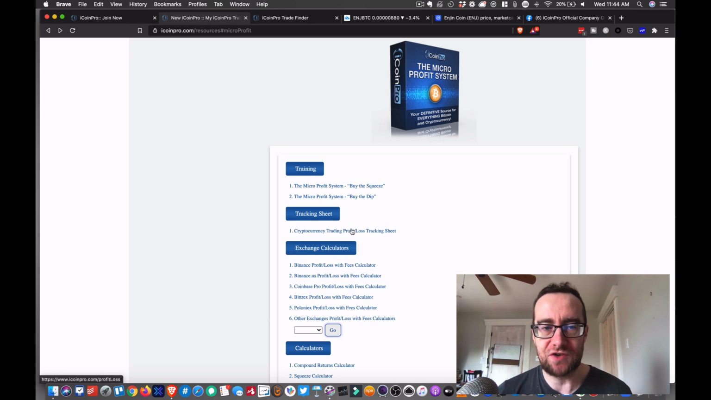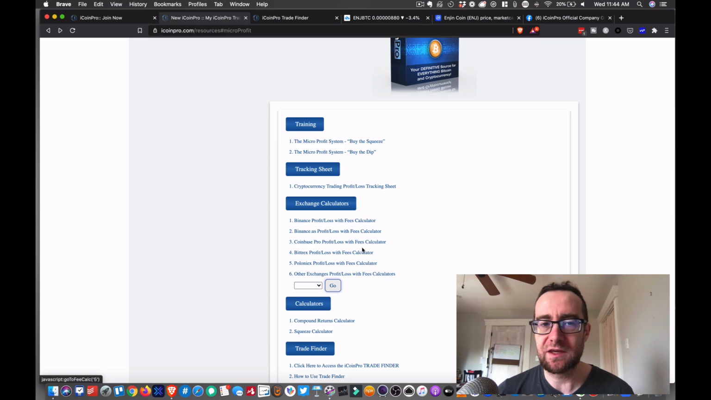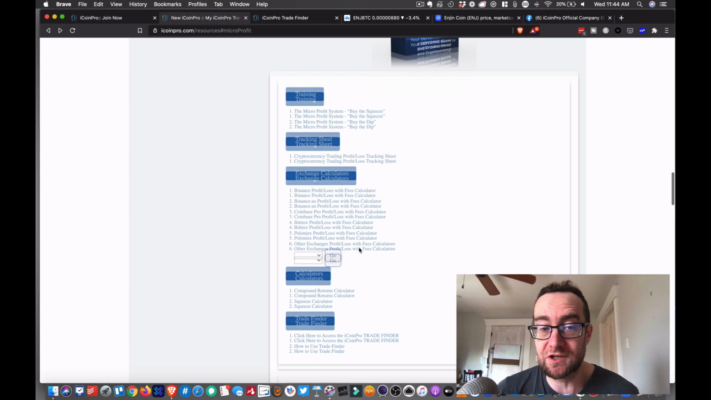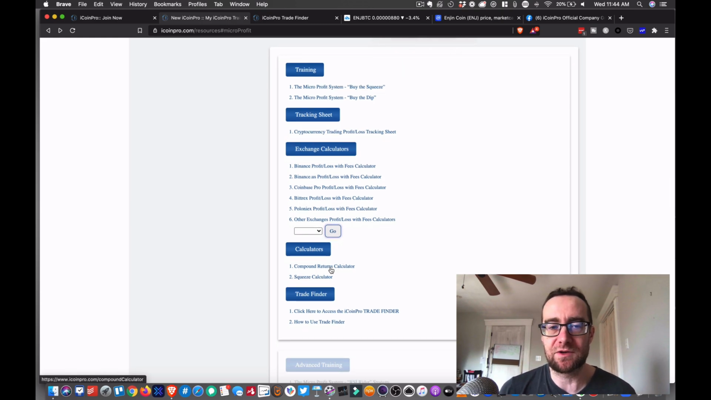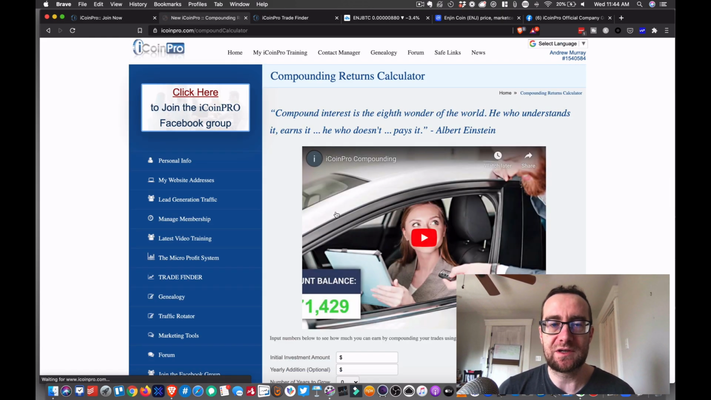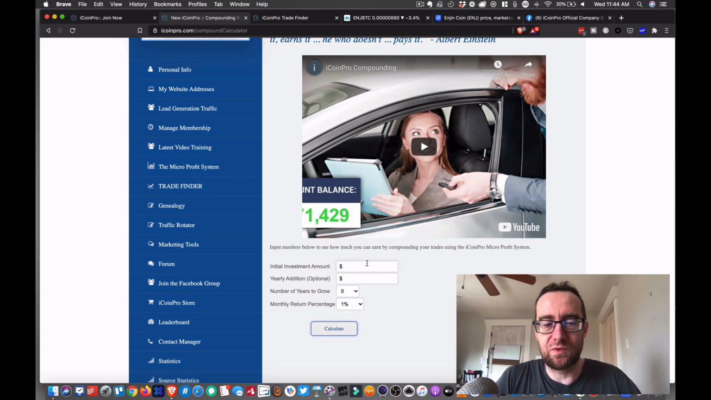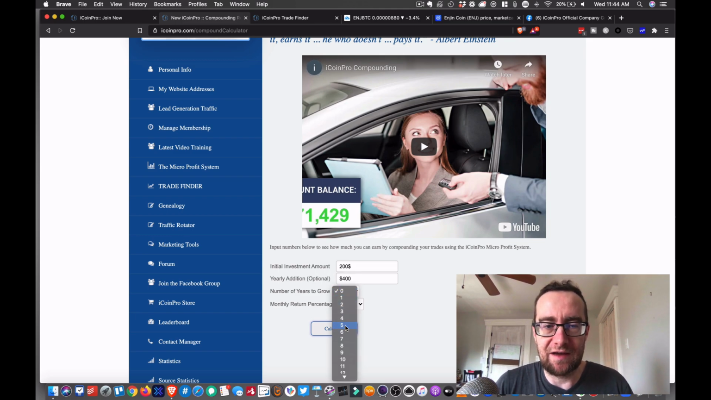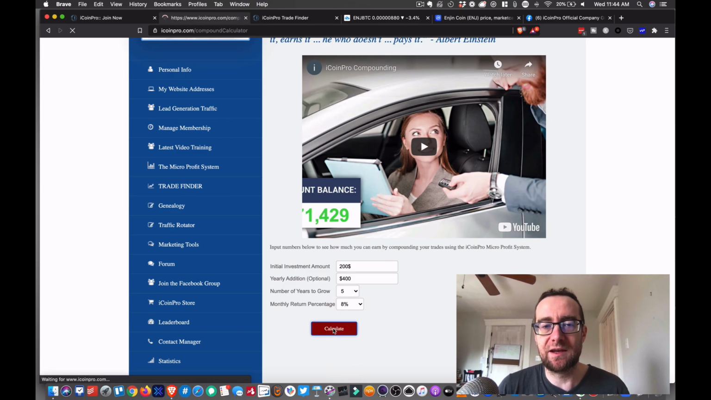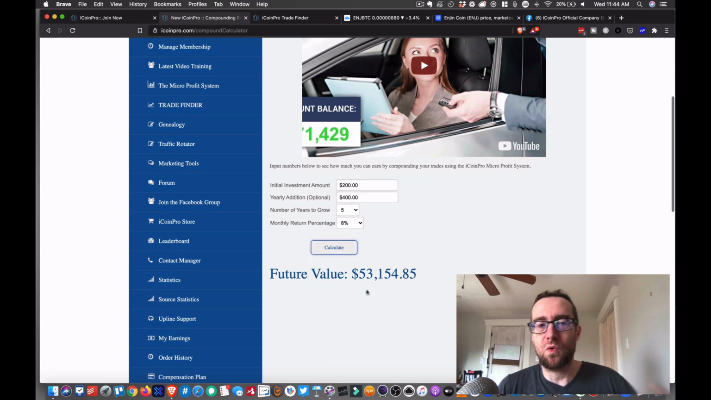Here's the profit and loss tracking sheet. Here are the exchange calculators, so they base the fees on the particular exchange that you are using. The compound return calculator. So you can see, if you started with $200 and you added $400 a year, and you have 5 years, and the monthly return, let's say you were getting only 8%, it will show you what that would be. That $200 would turn into $53,000, and that's 8% per month, right?